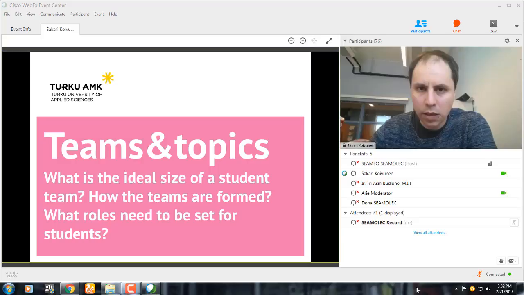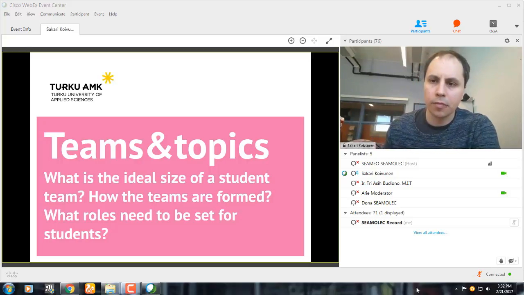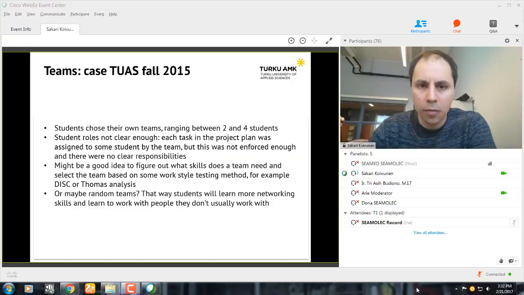And then, of course, when the students are working in teams, there are many interesting questions that we need to think about. The ideal size of the student team, the way we form the student teams, and how to assign the roles for the students. And here's one case from a little bit more than a year ago. We decided that the students can choose their own teams. We just said that the teams have to be between 2 and 4 students to keep it realistic. If the student group is 7 or 8 students, then it quite often leads to lazy working and not everybody giving their best. So we have found out by our experience that between 2 and 4 is quite ideal.